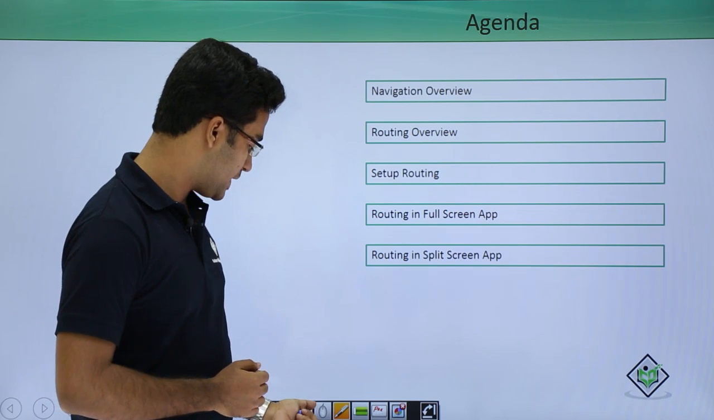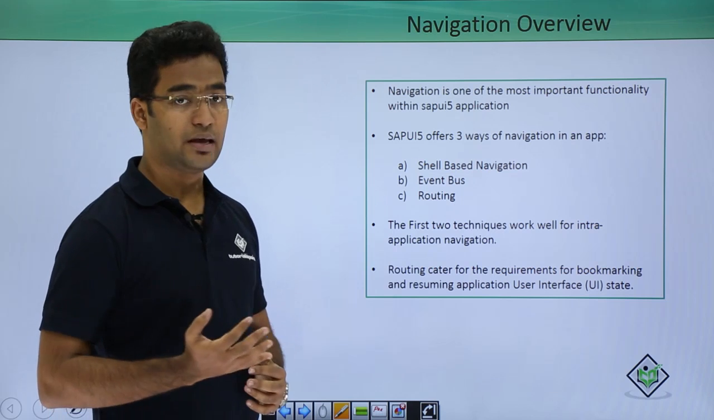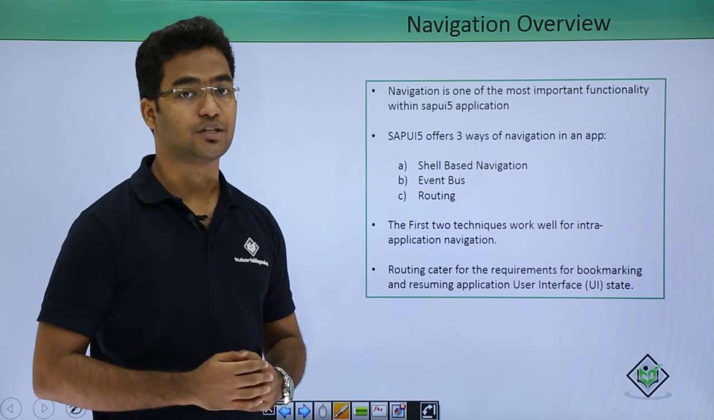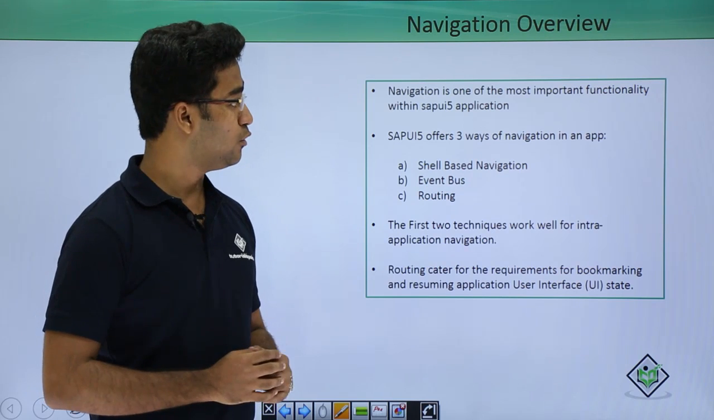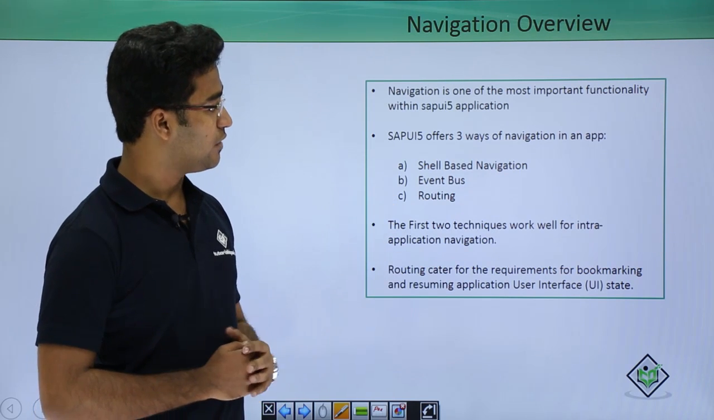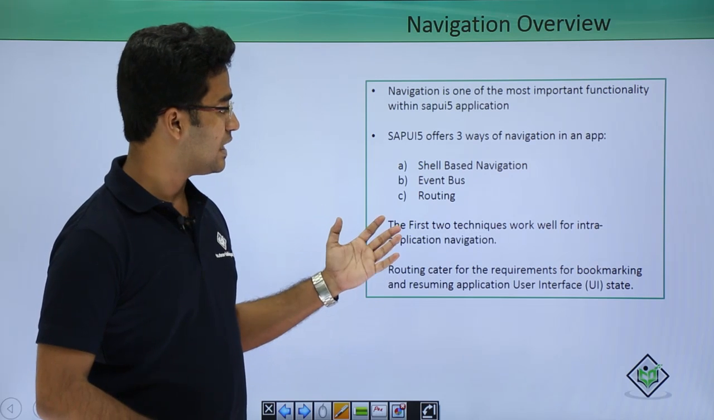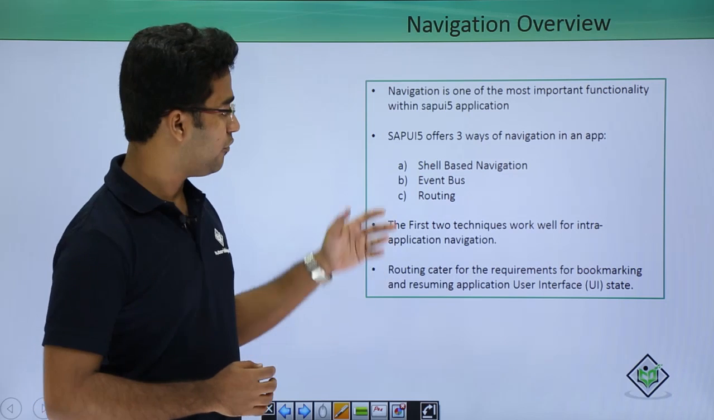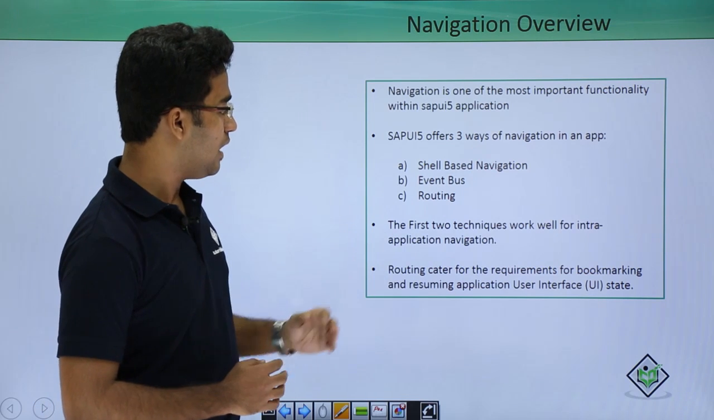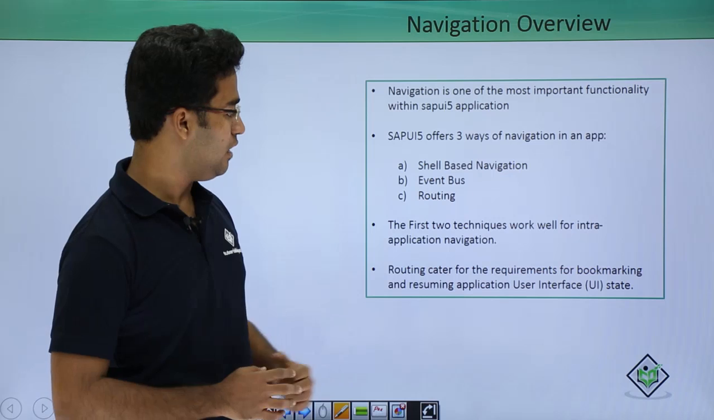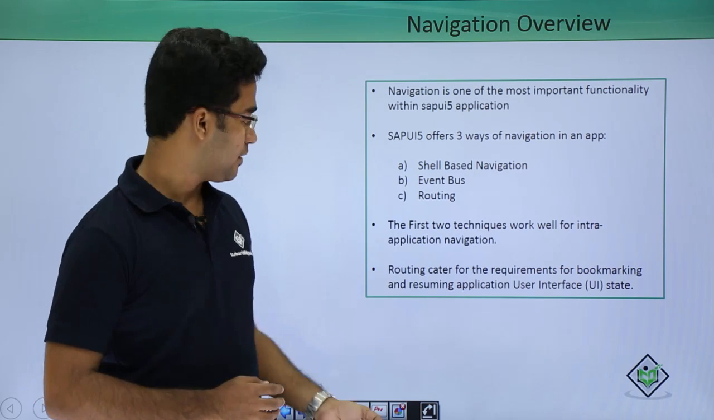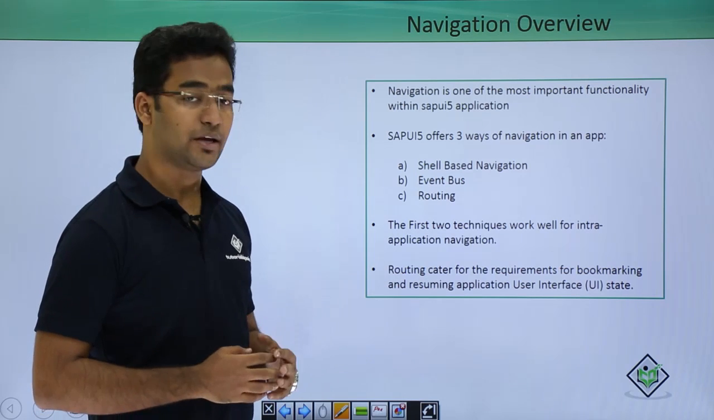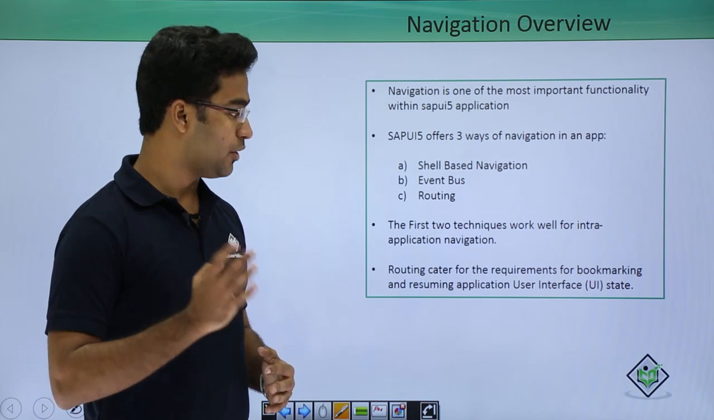Now let's move on to the next slide here. So what is navigation actually? Navigation plays an important role in any application, be it SAPUI5 itself. There are three ways of navigation within an app. One is the shell based navigation, another is event bus, and the third one is routing. The first two, shell based and event bus, are techniques that work well for intra application navigation, but routing caters for the requirement of bookmarking, and it could resume the application user interface from the particular state itself.